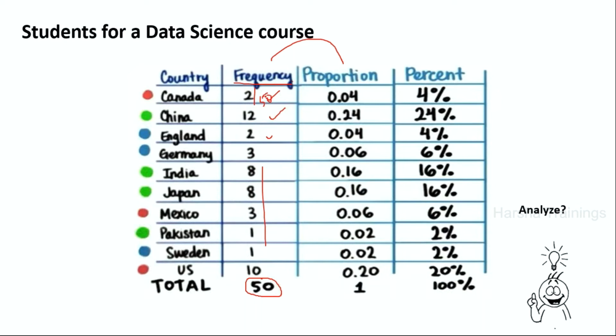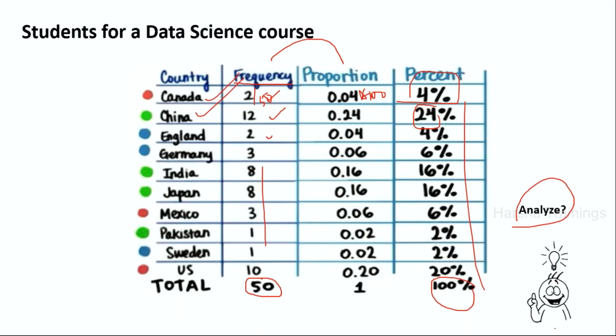Slowly, we are converting the given data into analytics. Now, if I multiply the proportion by 100%, I will get 4% of the people who joined my data science course are from Canada. 24% of the people who joined my data science course are from China. And if I add all this data, I will get 100%. In this way, as a data scientist, you should analyze the data. Is it okay?